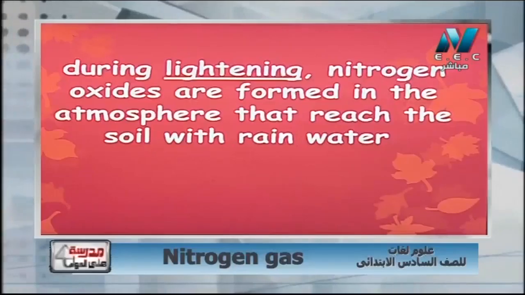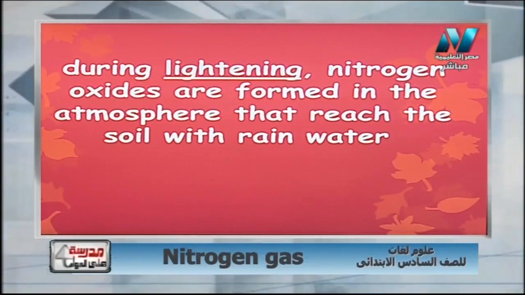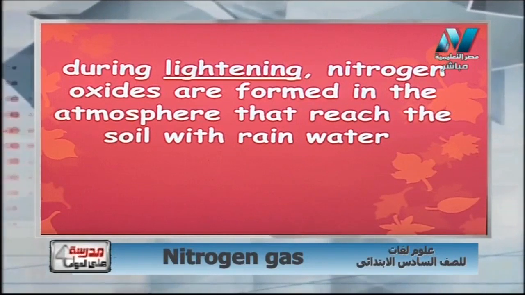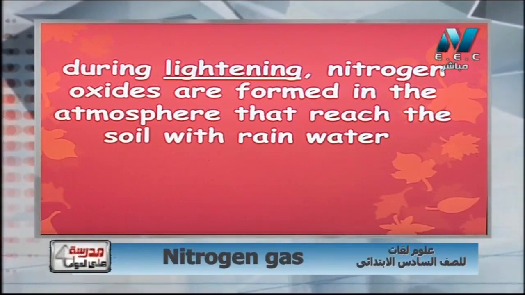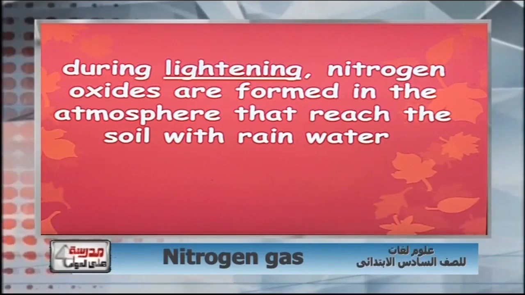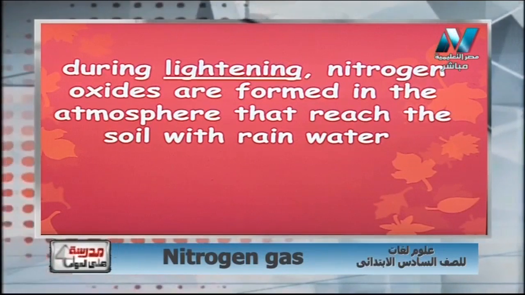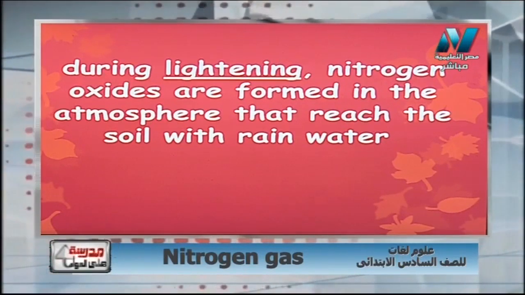During lightning، أثناء البرق nitrogen oxides are formed، بيتكون nitrogen oxide. طب ازاي بتتكون؟ In the atmospheric air that reaches the soil with the rainwater. ازاي بيتكون nitrogen oxide؟ We know that air contains oxygen, nitrogen, carbon dioxide. احنا عارفين كويس قوي ان الهواء فيه نيتروجين واكسجين وكربون دايوكسيد.